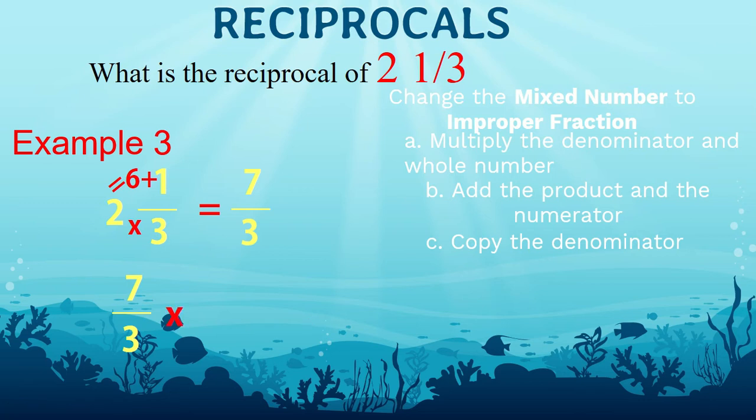So, 7/3 becomes 3/7. So, yung kabaliktaran lang niya. So, when you multiply, we have 21 over 21, or 1. That is reciprocals.